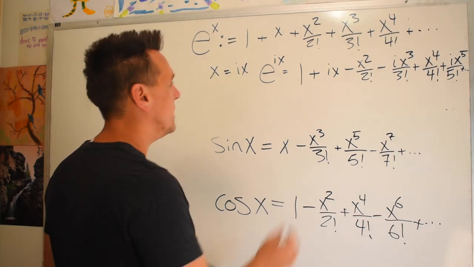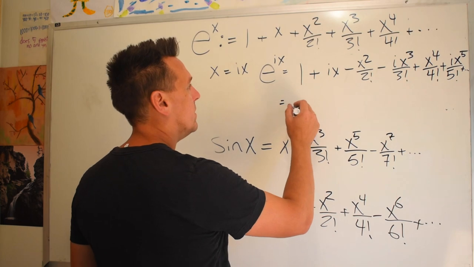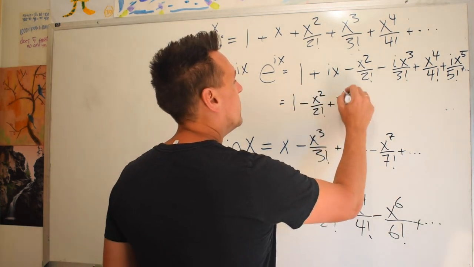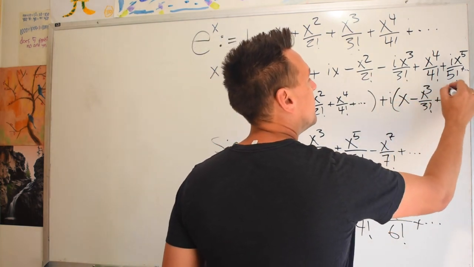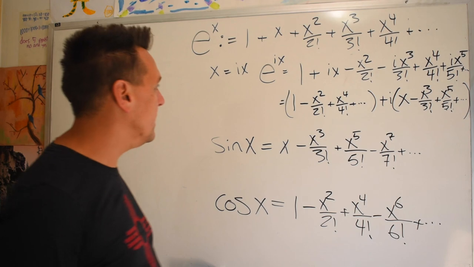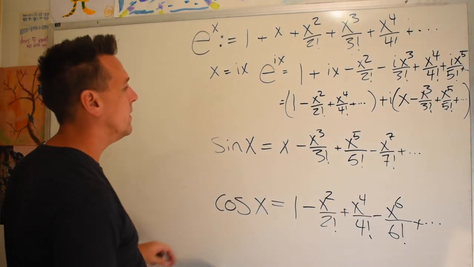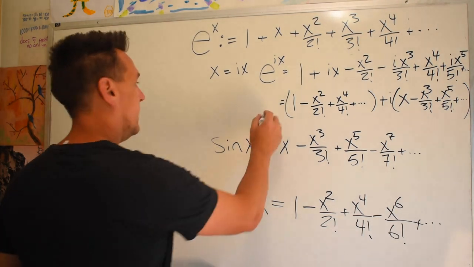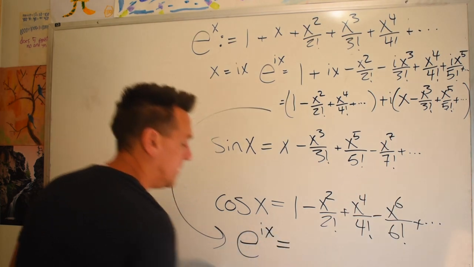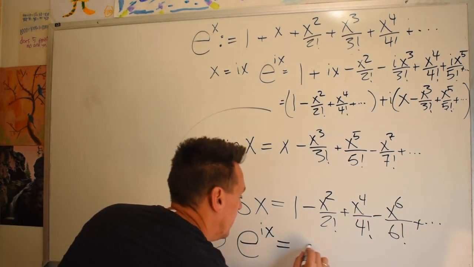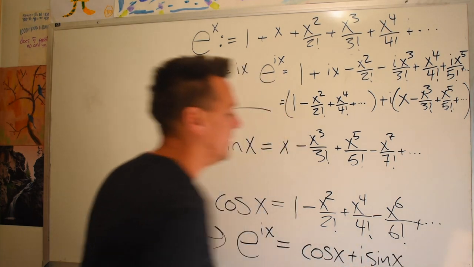And then what we notice is that if we gather up the real and imaginary parts, I'm going to gather the real parts. I get 1 minus x squared over 2 factorial plus x to the 4th over 4 factorial. That's the real part. And then I'm going to take i times the other part: x minus x cubed over 3 factorial plus x to the 5th over 5 factorial. And what I realize is that this is cosine and this is sine. So in fact, I'll jump down here. e to the ix ends up giving us, by the power series, cosine of x plus i sine of x.